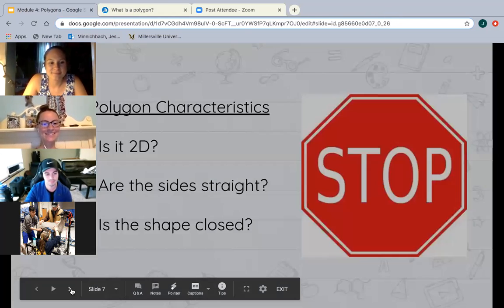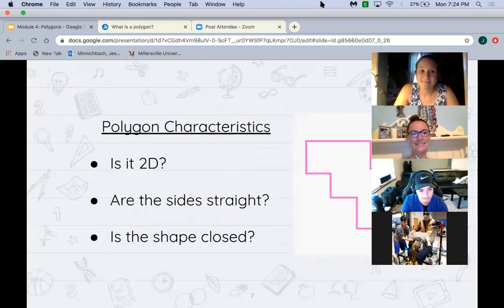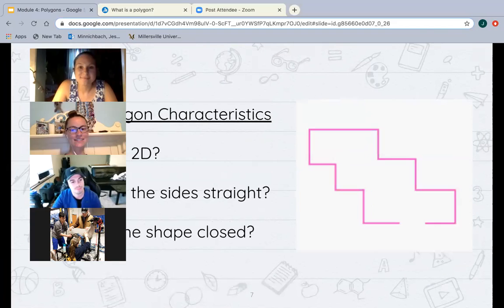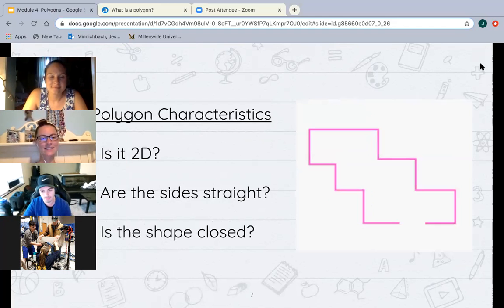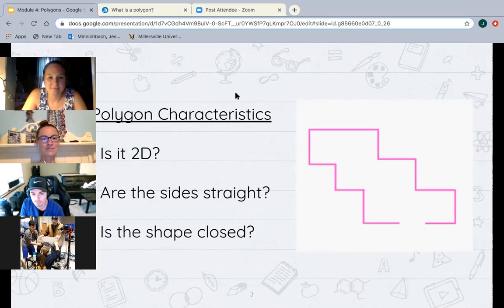All right, so do you feel ready to try one with a partner? Yes. Yep. All right, so while I get you ready to move into breakout rooms, I want you to study this shape. And I want you to start thinking about the different criteria. Is it 2D? Are the sides straight? And is the shape closed? You will have about a minute in your breakout rooms. All right, so I'm going to get you ready to go.